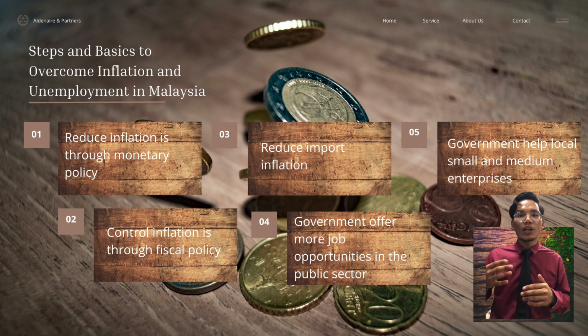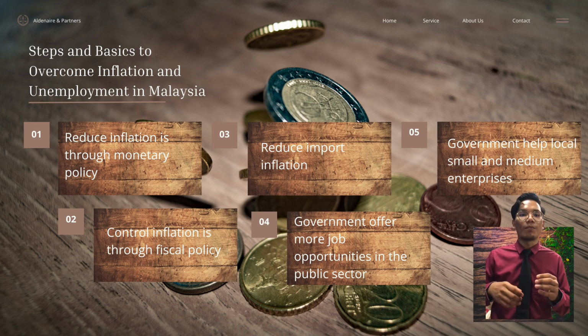The government can also help local small and medium enterprises, which are able to provide more job opportunities. For example, the government can provide financial assistance to local small and medium enterprises to help them increase their operations and create more employment opportunities.